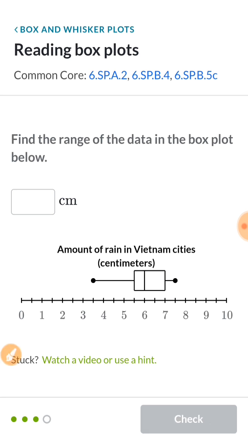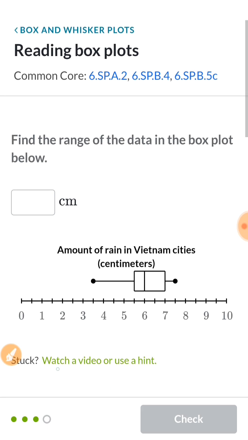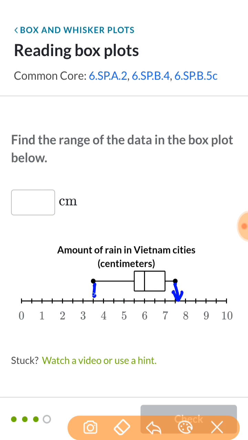If they ask you for the range, that would just be the maximum minus the minimum. So those are really the only questions that they ask you that require math for the box plots right now. So we already answered our question though. The range is going to be the difference between the maximum, which is 7.5, minus the minimum, which is 3.5. So 7.5 minus 3.5 gives you 4.